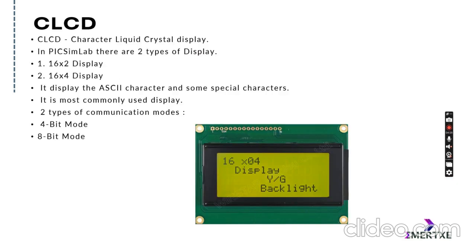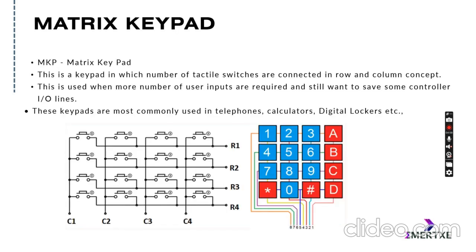Coming to the CLCD, it's a character liquid crystal display. In our project, we have used a 16x4 CLCD to display user inputs and system responses. CLCDs operate in two modes, 4-bit mode and 8-bit mode, with ASCII and custom character support. There's a data sheet with the use of which we have implemented all the lines, like the bar graph and everything which is used in the powering on of the system.